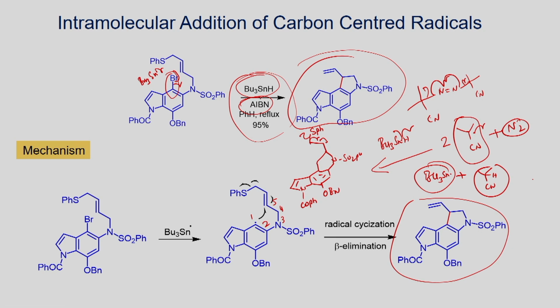Therefore, depending upon the nature of the substrate, you have to choose the reaction conditions. Here the combination of tributyl tin hydride and AIBN is used. This is because you can form the tributyl tin radical that can selectively react with this carbon halogen bond without affecting other functional groups. You will be able to form the radical. Once you form the radical, that can undergo addition reaction followed by elimination to give this alkene as the product.